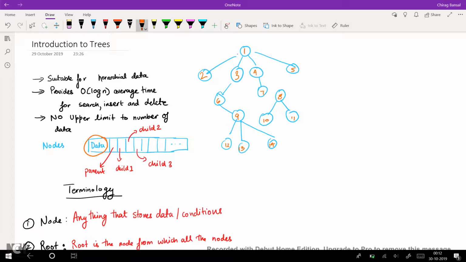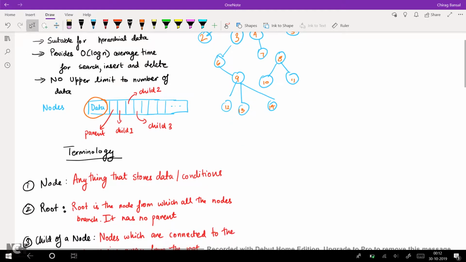So why do we use trees? Trees are suitable for hierarchical data. Suppose we want to store the files or the hierarchy of employees, it is really suitable for that. It provides order log n average time for search, insert and delete. It has no upper bound to the number of data that it can hold, unlike arrays.